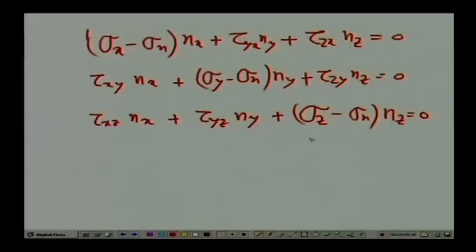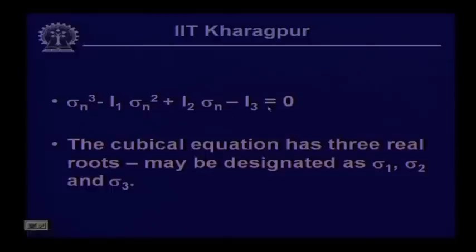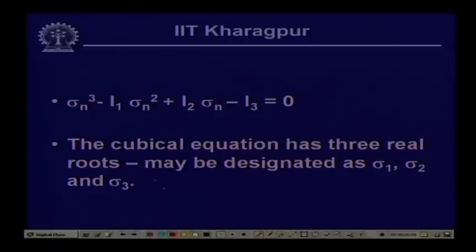Now, if we expand this particular equation, we will get a cubic equation in sigma n. We have sigma n cubed minus some coefficient times sigma n squared, plus some coefficient times sigma n, plus some other coefficient, which equals 0. Once we solve this cubic equation, we are expected to get three roots, which eventually turn out to be real. We designate those roots as sigma 1, sigma 2, and sigma 3, and corresponding to each of these values of sigma, we will get the values of n x, n y, and n z.